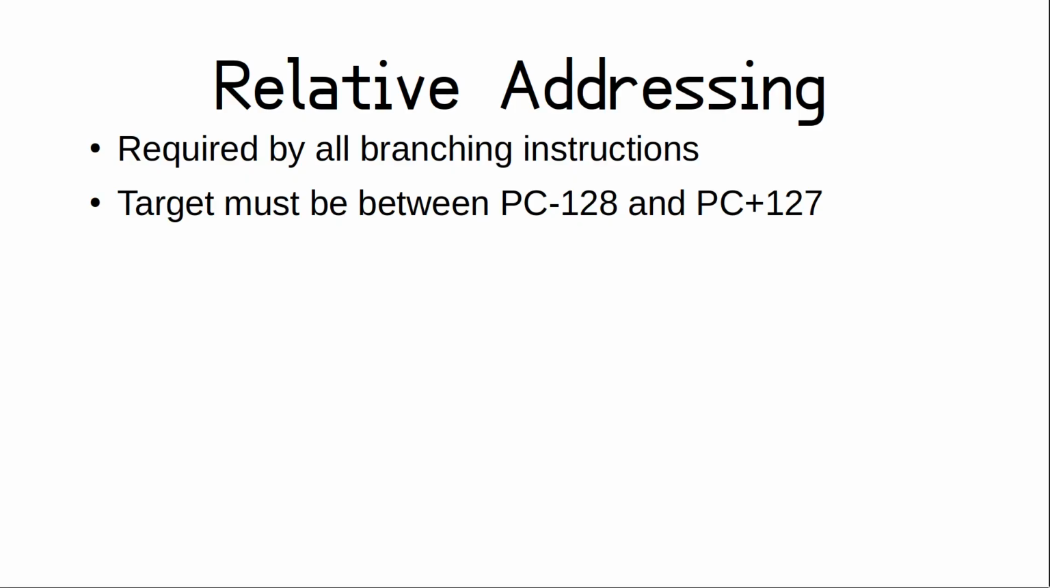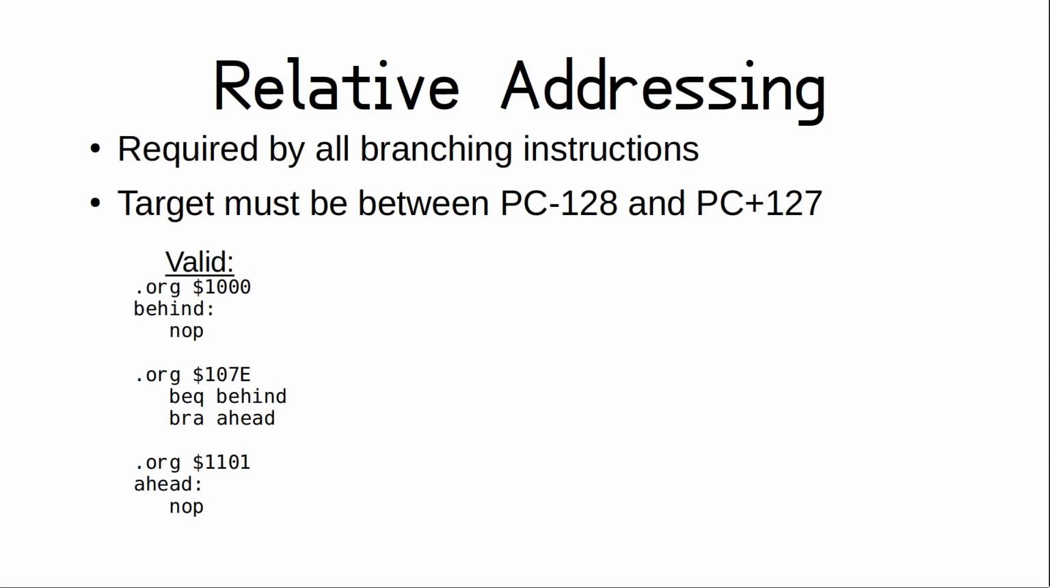However, for conditional branching, it means you may need to invert your branching conditions and use jumps to get to those distant addresses. In the first example here, we see a perfectly valid set of branches that will assemble into code that works as expected.